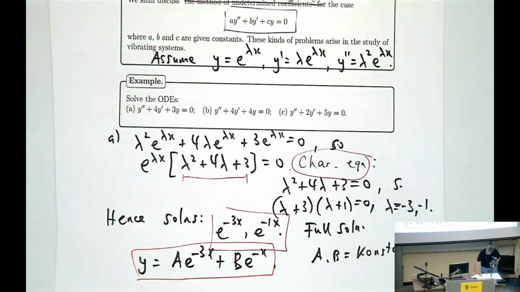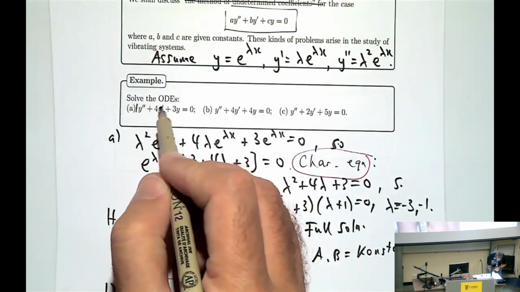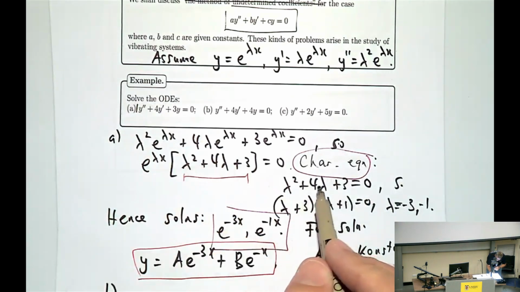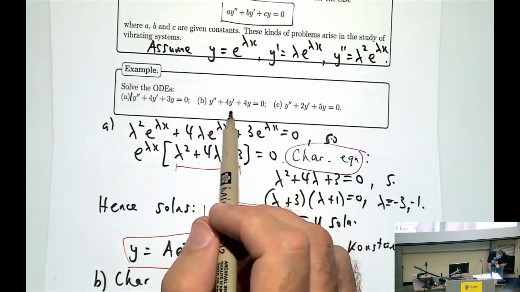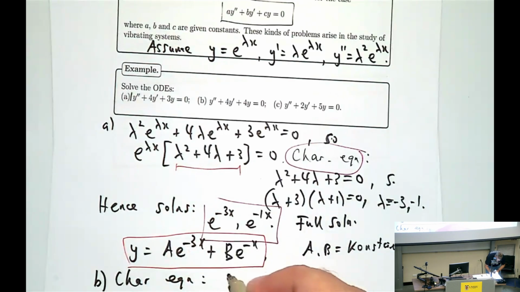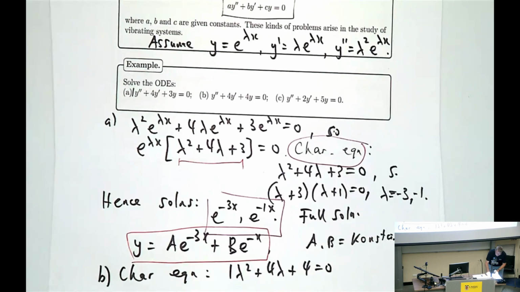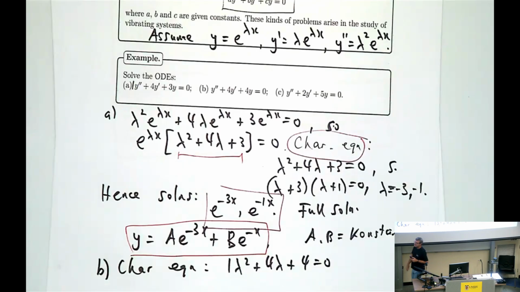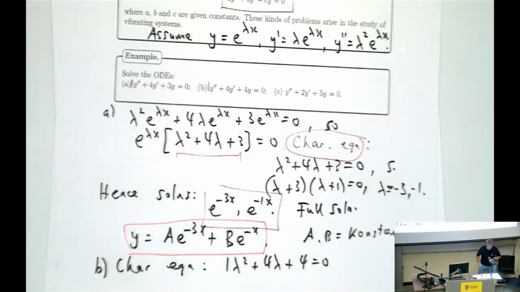Okay? So for part B, notice the coefficients of these derivatives and the coefficients of the characteristic equation are the same. For part B, the characteristic equation would be 1 lambda squared plus 4 lambda plus 4 equals 0. So you take your cue from the coefficients 1, 4 and 4.